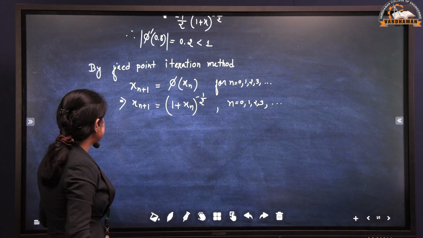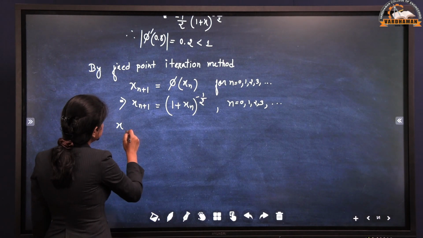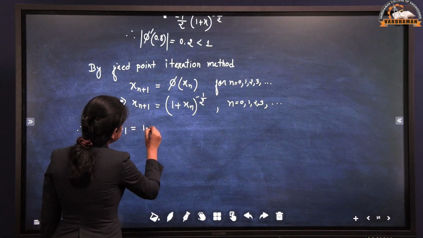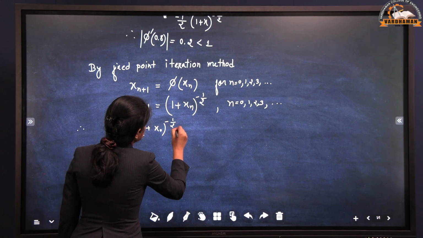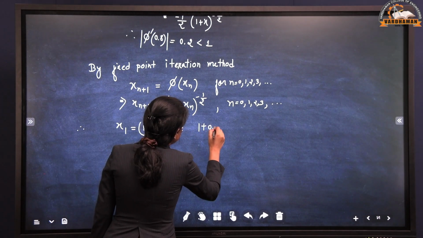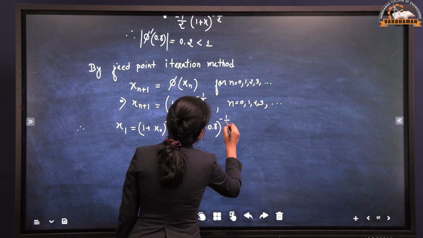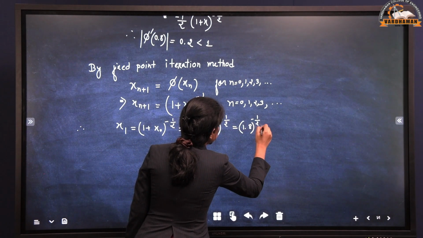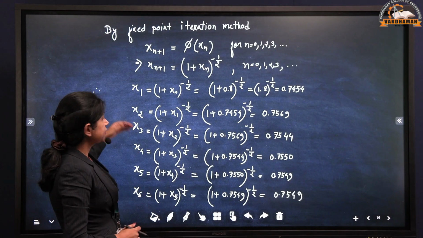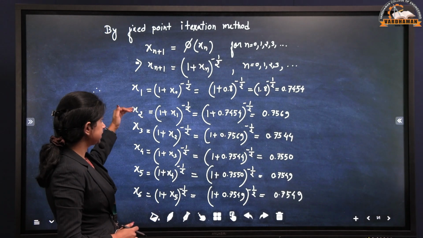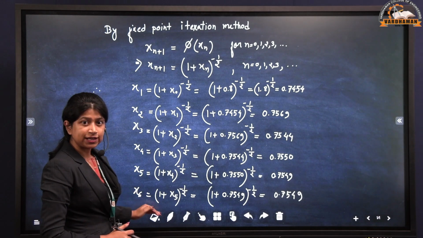So now what will be the first approximation? First approximation will be if n is 0. So if n is 0, you will get x1 equal to (1 plus x naught) power minus 1 by 2. Okay, x naught is 0.8, so you will get 1.8 power minus 1 by 2. So this will give you 0.7454. Similarly we can find the successive approximations x2, x3, x4, x5 and x6.